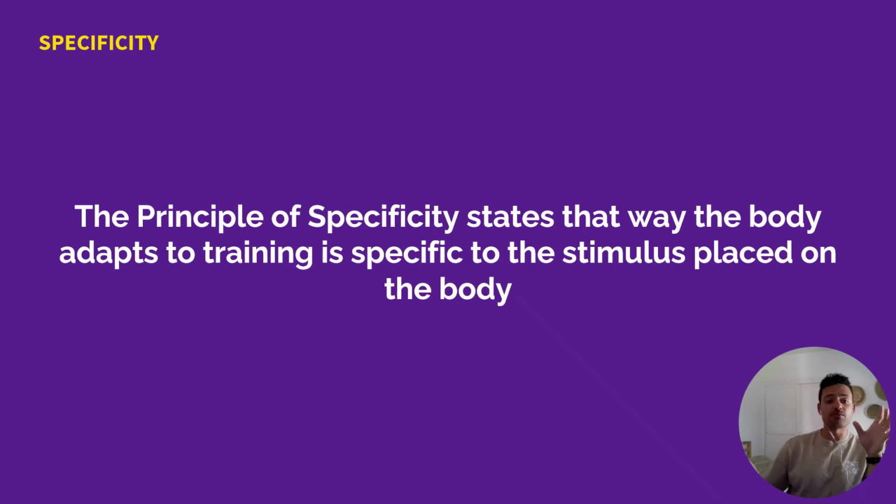Specificity comes first because it sets the foundation for all the other principles, right? It gives our program design direction, by specifically reverse engineering the goal to guide everything else we do in our training to work towards reaching that specific desired endpoint. This principle of specificity states that the way the body adapts to training is specific to the stimulus placed on it. So if I want to get stronger at the bench press, well, then I'm going to have to train with heavy loads in the specific pattern of the bench press, right?